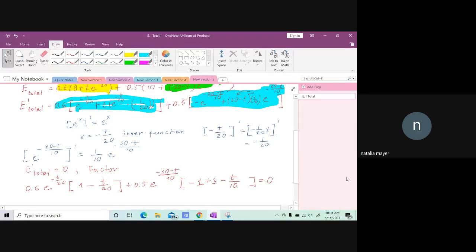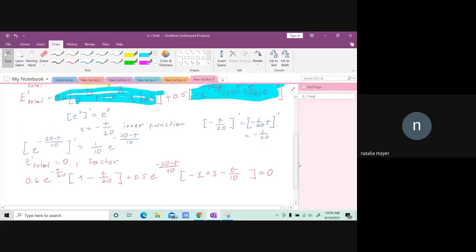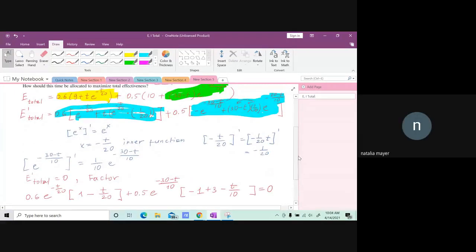Okay. So from where did you get the negative 1? Who can explain? Because when we factor out, we have a common factor e to the power of negative 30 minus t over 10. So the rest is negative, so it will be negative 1. Nice, okay. Thank you, Marwan.